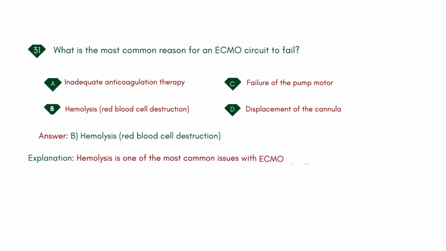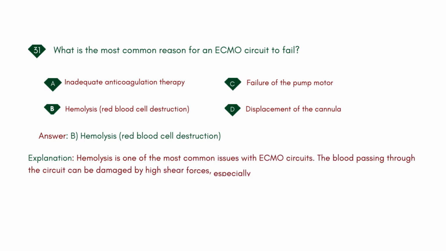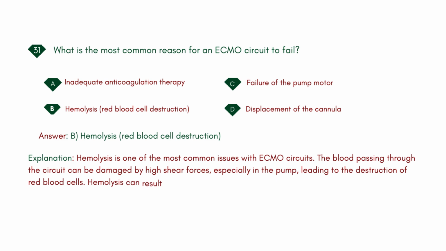Explanation: hemolysis is one of the most common issues with ECMO circuits. The blood passing through the circuit can be damaged by high shear forces, especially in the pump, leading to the destruction of red blood cells. Hemolysis can result in complications such as anemia, kidney injury, and other organ dysfunction.